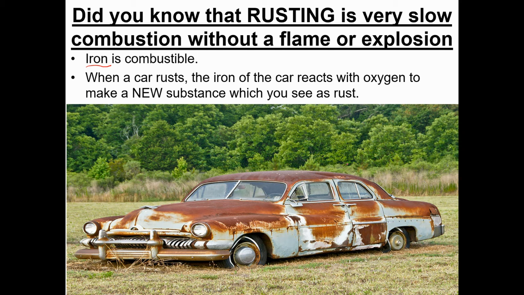So all this rust you see here is actually iron reacting with the oxygen in the atmosphere to form an iron oxide compound. And so that's an example of combustibility as well. The iron is a combustible metal. It reacts with oxygen in the atmosphere, and that's rusting. So you can think of rusting almost like slow burning.